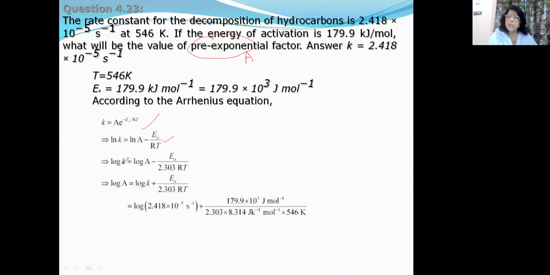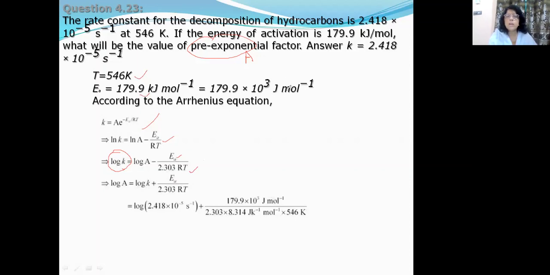If we convert the natural log into log to the base 10, it can be written as log K is equal to log A minus E over 2.303 RT. Clear to all of you? Now what we have to do? We have to just put the values of K and E over here, and also we have the value of temperature. Temperature is given to us, that is 546 Kelvin. EA is 179.9 kilojoules per mole.